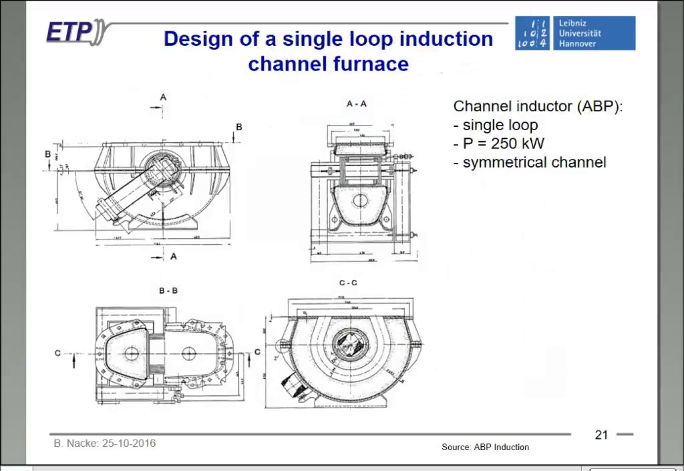If we look at the inductor itself, which is mainly flanged under the furnace vessel, on one hand we have the one loop type. One loop means that we have one loop of the channel and one coil, as you see in this cut here. And of course we need one magnetic yoke. This is a typical design for a low power inductor, 250 kilowatt single loop, for holding of gray iron, for example.